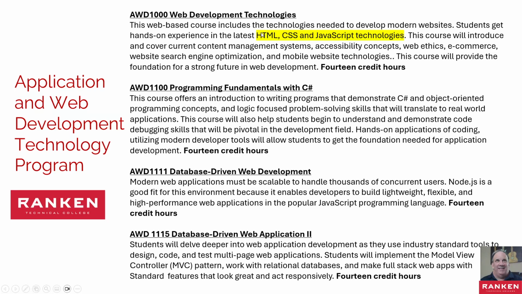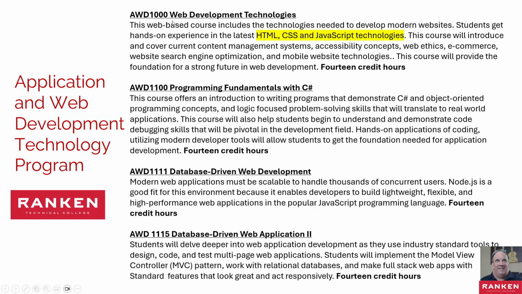So for the very first year, these first two courses listed on here, the AWD 1000 and the AWD 1100, which is the Programming Fundamentals with C#, are the two first year courses. And the next two here, the AWD 1111 and the AWD 1115, are both second year courses. Before you could take either one of these, you have to complete both of these.